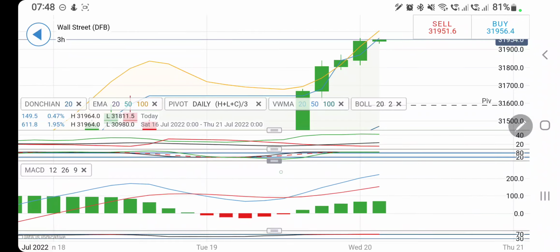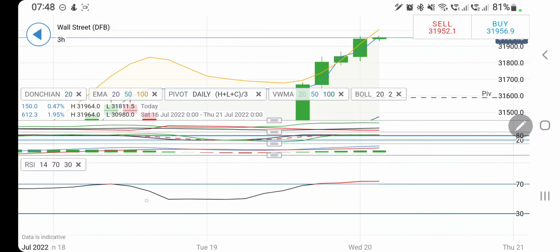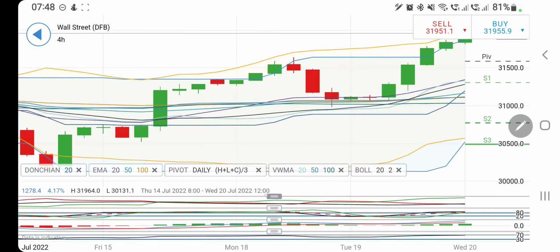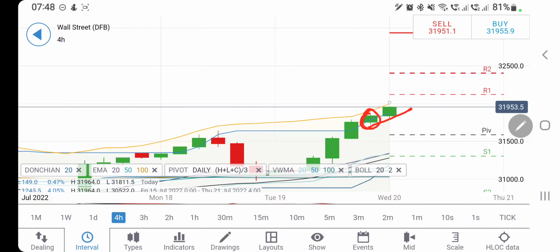Directional movement is bullish. Stochastic is overbought. MACD is wide divergent bullish. RSI is overbought. Similarly on the 4-hour charts, see, after this retrace, after this smaller candle where the bulls were diminishing, it is again restarting its journey with a fresh bullish candle here, and hence from here I will be watchful of 32,000 levels.